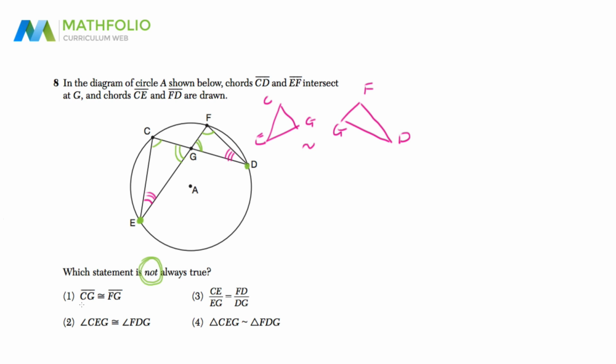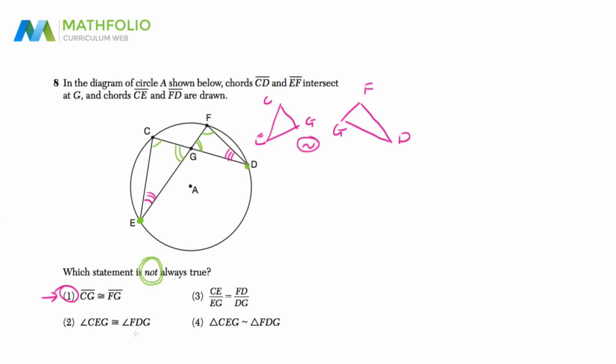The first thing says that CG is congruent to FG. Now, that's going between the 1 arc and the 2 arcs, and this is the 1 arc and the 2 arcs. Now, they could sometimes be congruent, but because these triangles are not necessarily congruent, the only thing that we know is that they're similar. These two do not have to be congruent, and so it looks like number 1 is our answer.